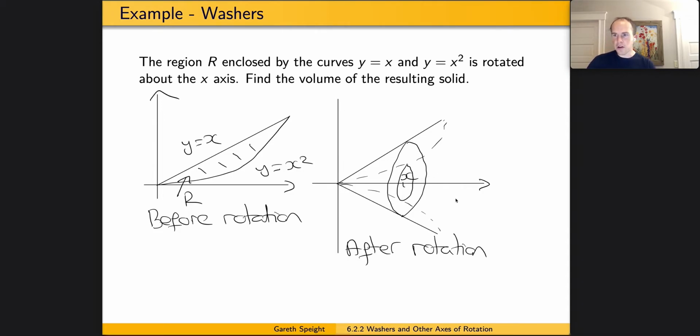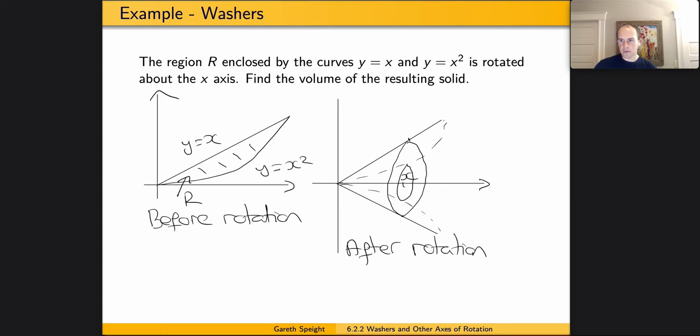So now how do we find the volume? Well, let's go back to basics. Remember we said that to find the volume of a region in 3 dimensions, we should pick a point x on the x-axis, look at the cross-section, find the area of that cross-section, and then integrate it. So if we look at this cross-section, the large one will give us a circle, right? The y equals x rotated around will give us a circle. But also rotating y equals x squared gives us another circle.